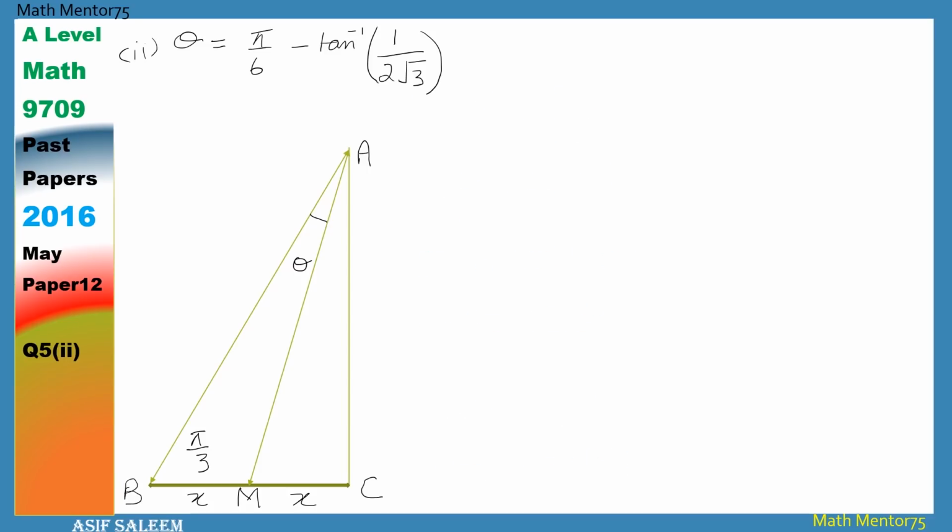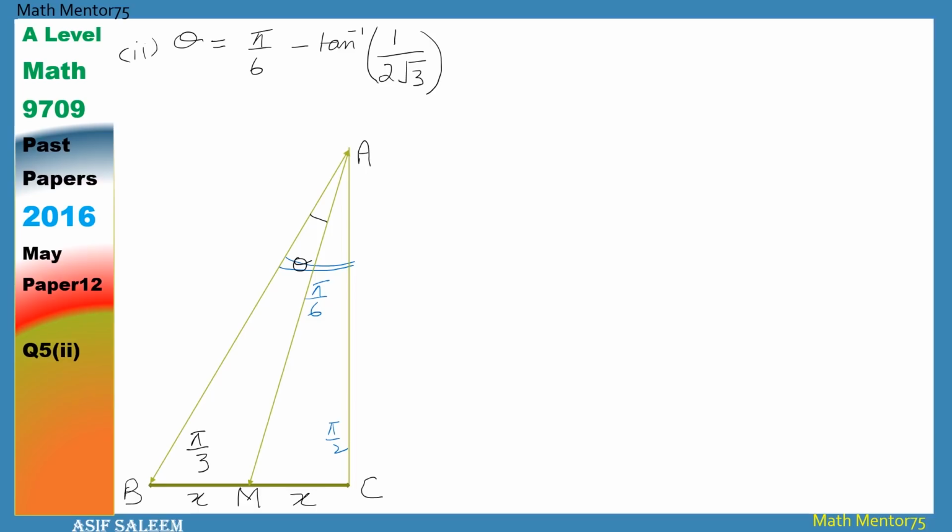Question number 5, same question, second part. Now we have to show that this angle theta, which is in triangle BMA, is pi over 6 minus tan inverse 1 over 2 square root 3. Now first of all, let's observe the triangle. In this right angle triangle, the big right angle triangle, this is pi over 3, this is 90 means pi over 2. Now if we subtract it from pi, which is 180, so this total angle is pi over 6.